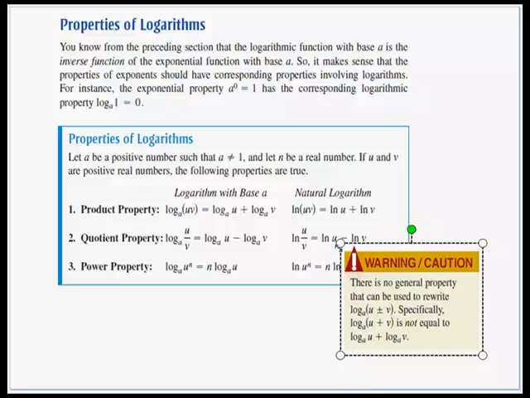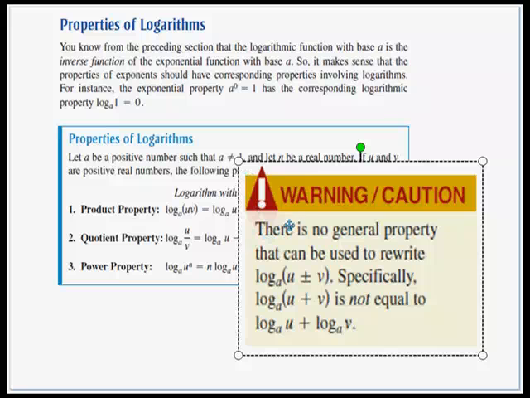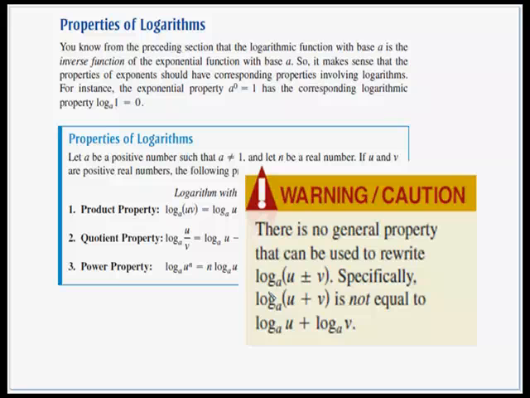And we got a warning. There is no general property used to rewrite the log base a of a sum. Specifically, the log base a of two quantities added, u plus v, is not equal to log base a of u plus the log base a of v. It's almost like you want to do the distributive property, log base a of the first term plus log base a of the second term. That does not hold true with logarithms.